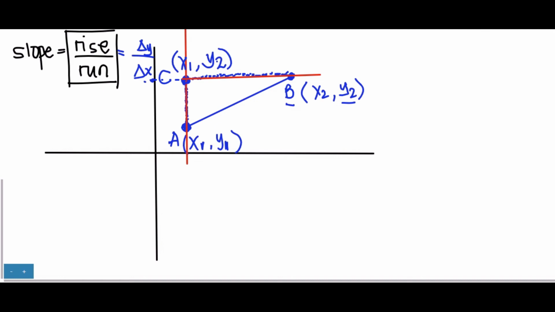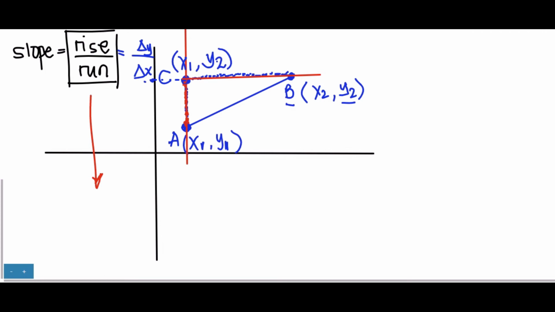Okay? Now, how does this point C help us in finding the general formula? Going back to this, we have rise over run. We know that the rise happens because of the change in y. Now, how do we compute the change in y? Let's have this example.